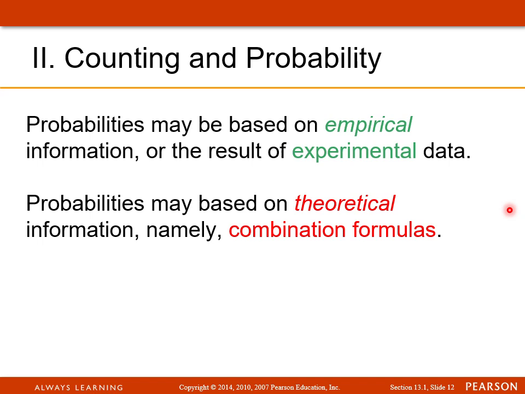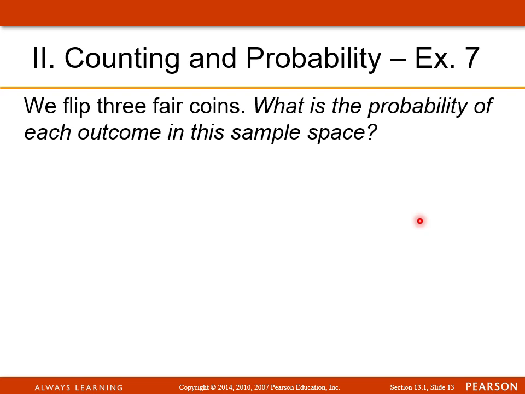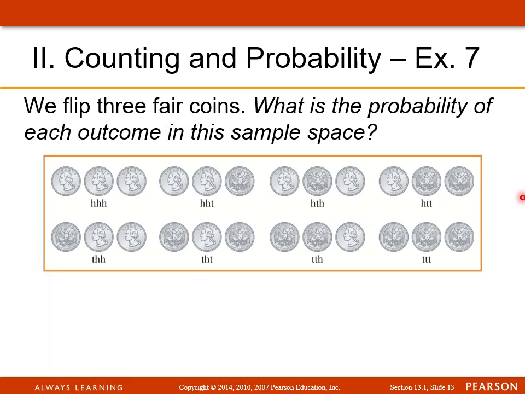Okay, counting and probability. Probabilities may be based on empirical information or the result of experimental data. Probabilities may also be based on theoretical information, namely combination formulas. So let's look at these. So we talked about these also in chapter 12. We flipped 3 fair coins. What is the probability of each outcome in this sample space? We know each time we flip a coin, we can get heads or tails.